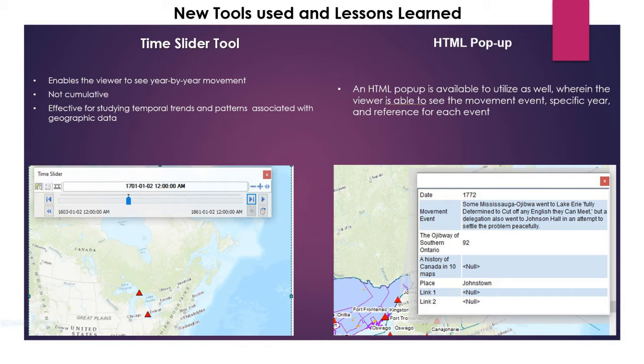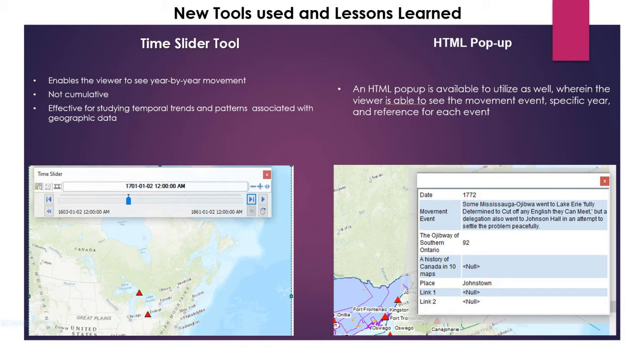Press OK and ensure the time slider is moved to the very beginning of the slider. Press the play button to either play each consecutive movement event automatically or manually, and you will be able to see each major movement event play out on the map. And that's it for the time slider.